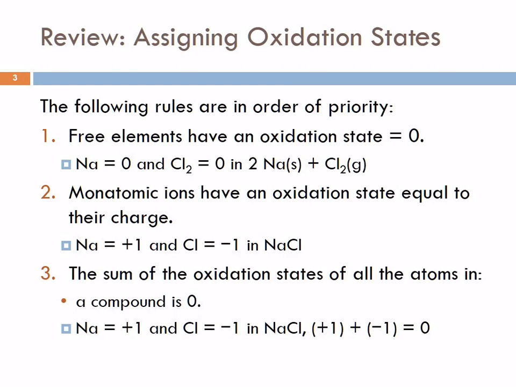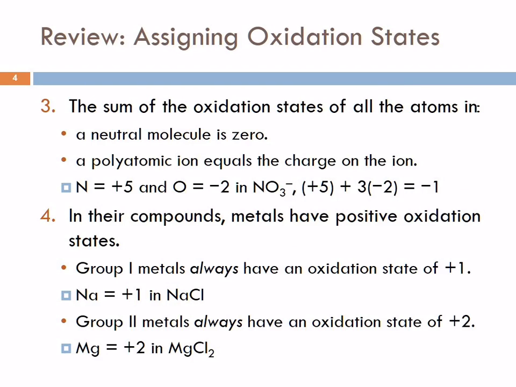In case you're rusty on your oxidation states, the rules for assigning oxidation states are in order of priority. So if you get a conflict between two rules, you go with the higher priority rule. Free elements have an oxidation state of 0. For monatomic ions, the oxidation state equals their charge. The sum of the oxidation states in a neutral molecule is 0, or in a polyatomic ion it equals the charge.